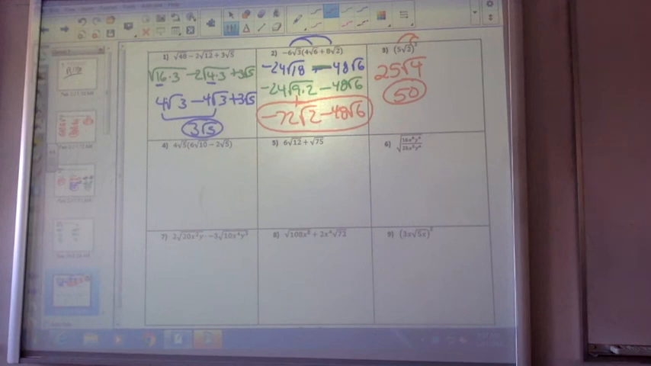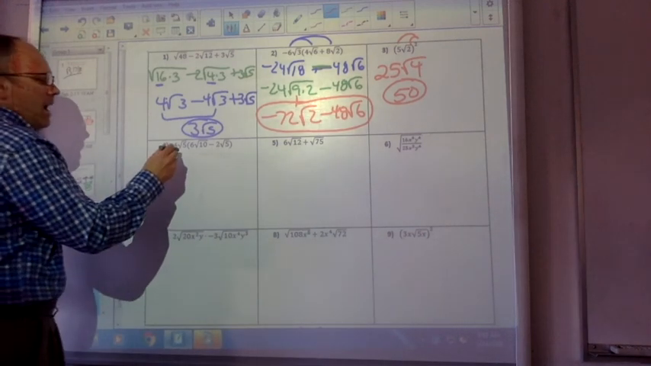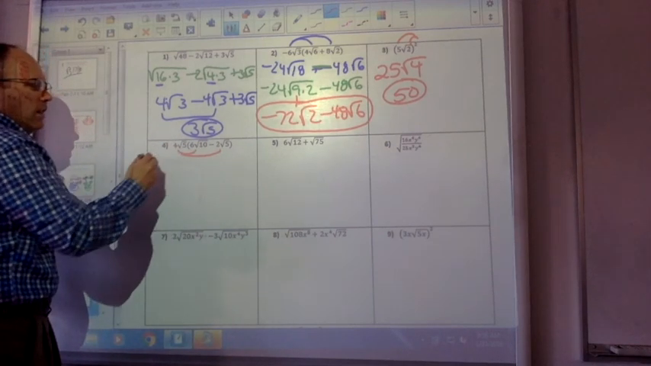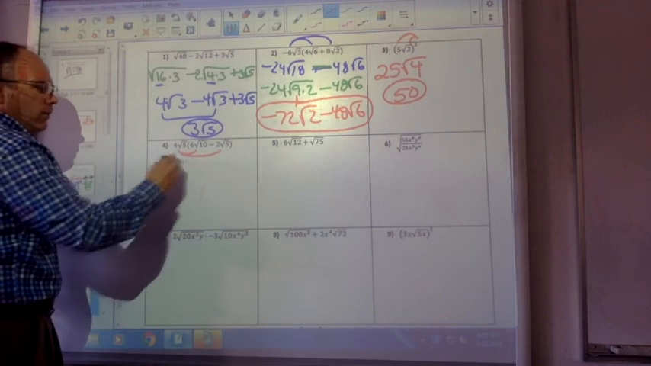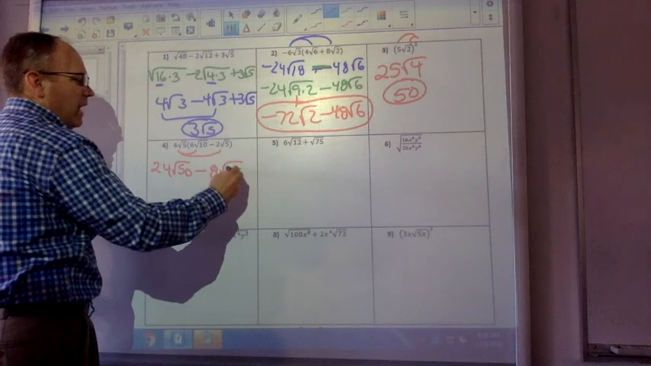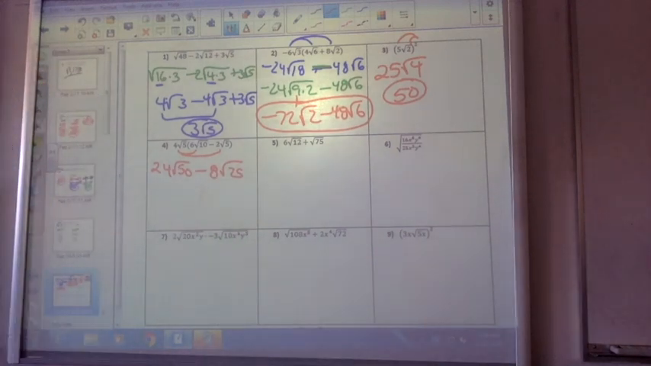All right, number 4. Let's move on. I'm sorry to inundate you with my weird thought process. All right, I'm going to multiply this to both of these. So I get 24 root 50 minus 8 root 25. And let me just pause there. Make sure you understand why all of that's taking place. So you multiply outside to outside and inside to inside. I'm just distributing 4 root 5 to both.